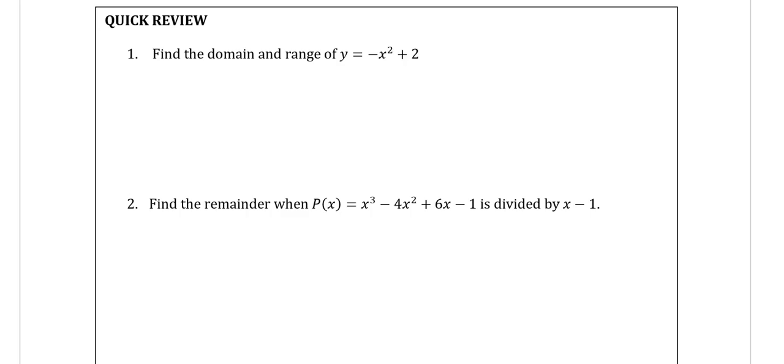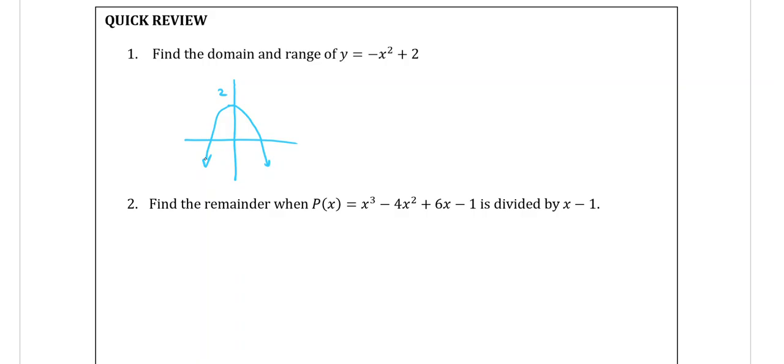Y equals minus x squared plus 2 is a parabola. The y-intercept of the parabola is at 2, and because it's a negative x squared, the parabola is going to be concave down like that. So I'm not finding the x-intercepts, but I just want to know what the graph looks like very roughly.